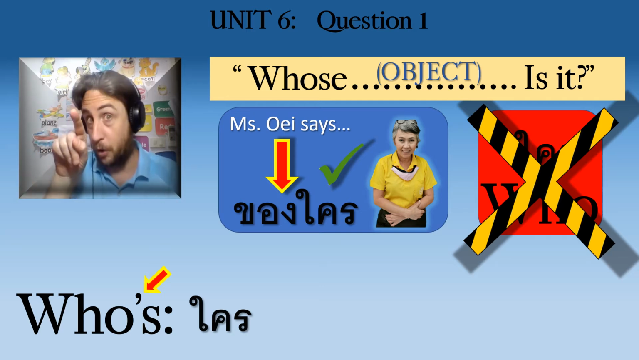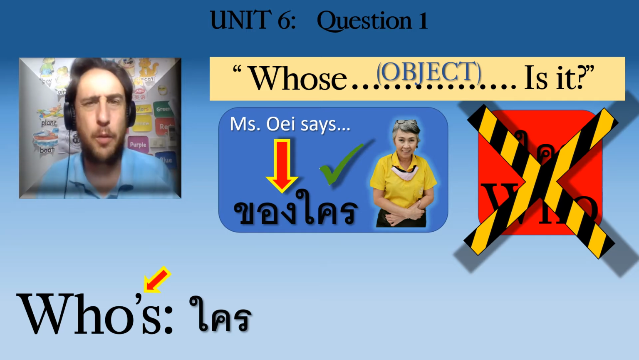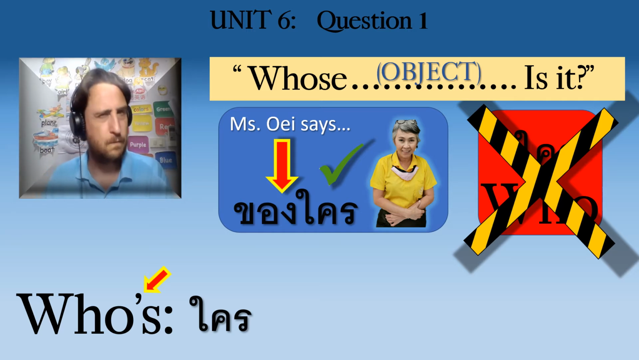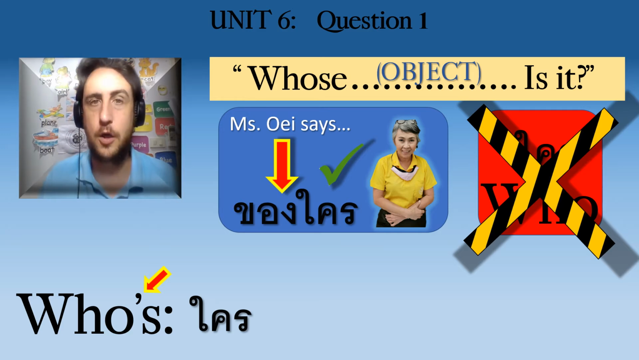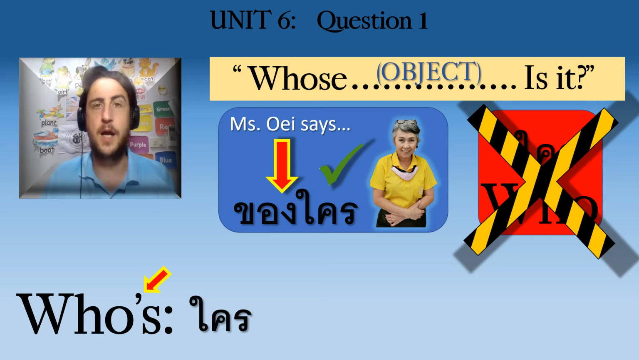W-H-O apostrophe S. What do we know about apostrophe S? Yeah, it means is. So actually this is two words. Who is? Who is talking? ใครคุย Who is eating? ใครกิน So this is not ของใคร, is it? No, they are different. The sound is the same. You say them the same. พูดเหมือนกัน ออกเสียงเหมือนกัน but they are not the same word.